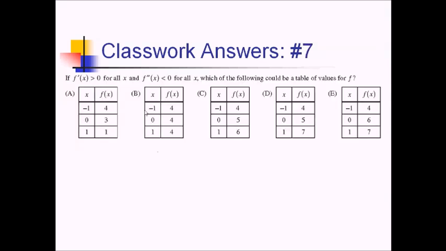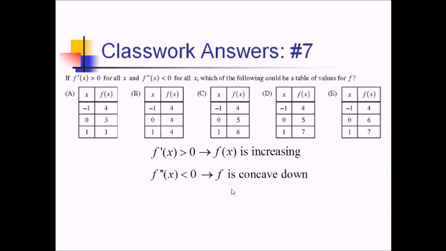For this one, we're told that f prime is positive and f double prime is negative for all x values, and we want to pick the table that best represents the f function based off these conditions. So just translating these conditions, f prime being positive means that the f function is increasing, and f double prime being less than 0, negative, means that the f function is concave down.